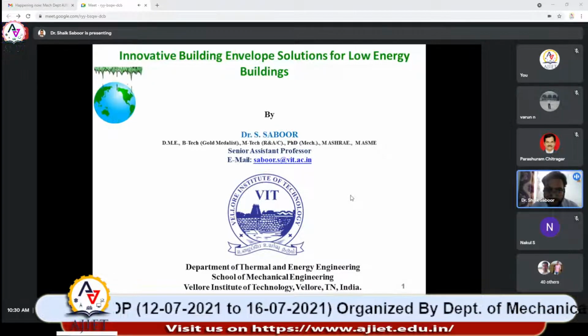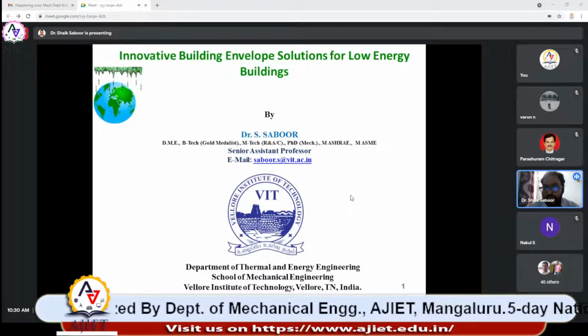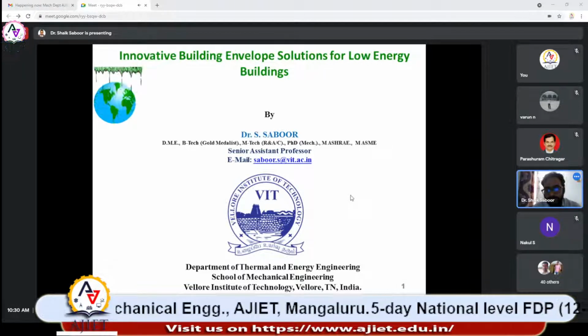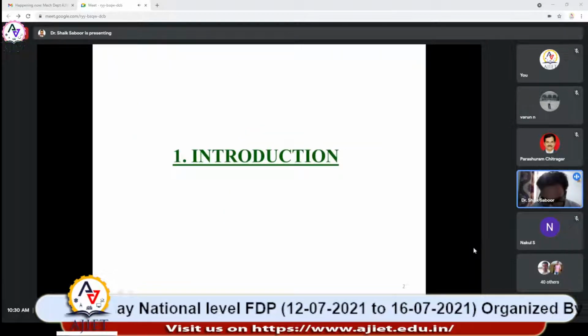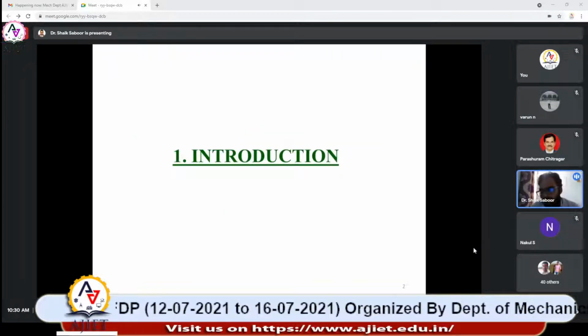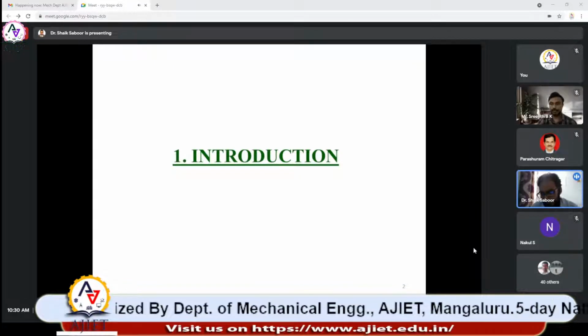Sorry for the interruption. As far as the topic is concerned, it is on innovative building envelope solutions for low energy buildings. If you look at the introduction, why are we concerned so much about buildings when we have various components or elements to focus on?